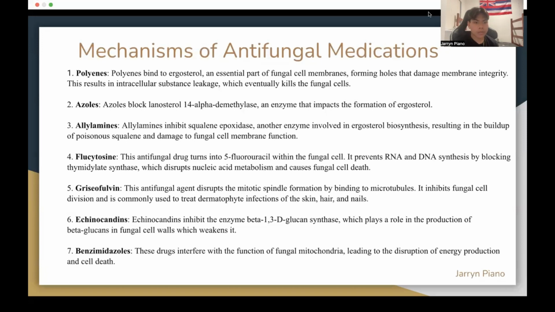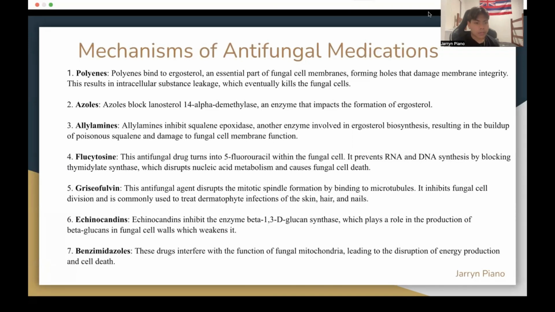And then we have azoles. Azoles block lanosterol 14-alpha-demethylase, which is an enzyme that impacts the formation of ergosterol. And then we have allylamines. Allylamines inhibit squalene epoxidase, which is another enzyme involved in ergosterol biosynthesis, resulting in the buildup of poisonous squalene and damage to fungal cell membrane function.